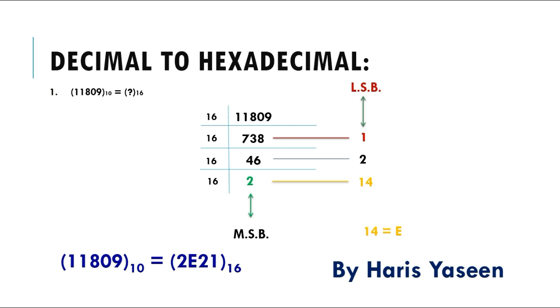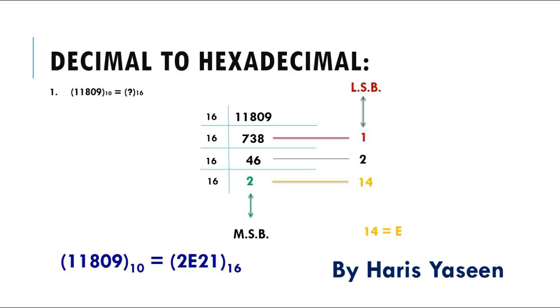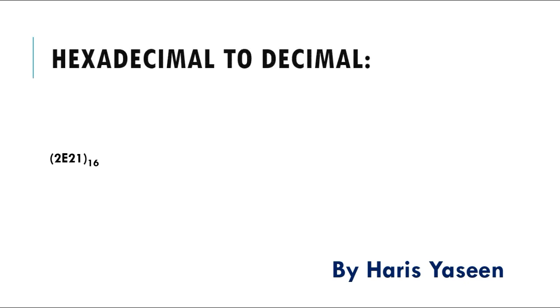This is the answer. Now we check, or we do the next conversion system, which is hexadecimal to decimal. We take the same answer, 2E21 base 16. If the result is 11,809 base 10, the answer is true. Otherwise we made some sort of mistake. Okay, now 2E21 base 16. What we do here? Here is decimal, here is hexadecimal, convert into decimal.